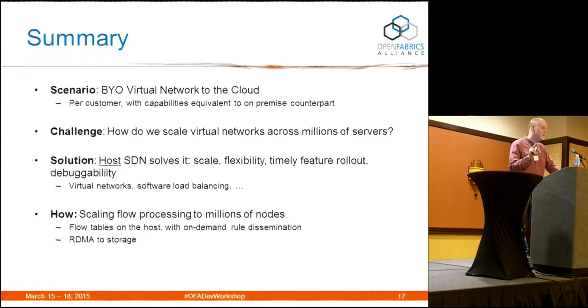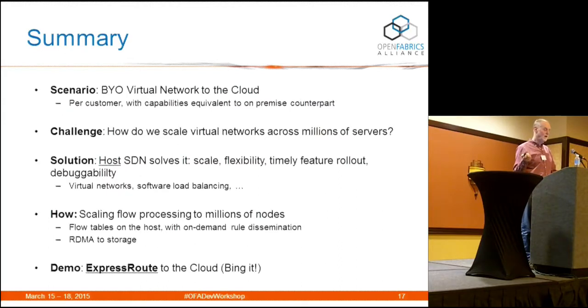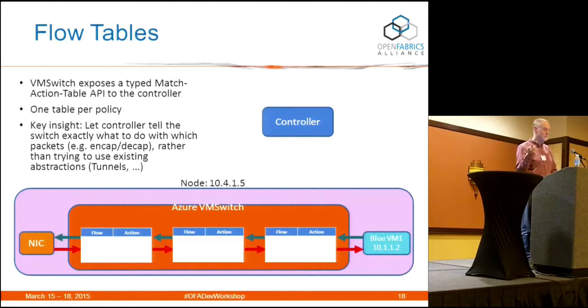Scaling the flow processing to millions of nodes is key. And flow tables on the host and in the NIC, with on-demand rule dissemination and RDMA to storage. And Azure is deploying both these things, and I'll just give you a quick look. You can see a demo if you Bing ExpressRoute to the cloud. This is from Albert's deck. Flow tables are a little bit off topic perhaps for this, but I just want to whet your appetite with them.